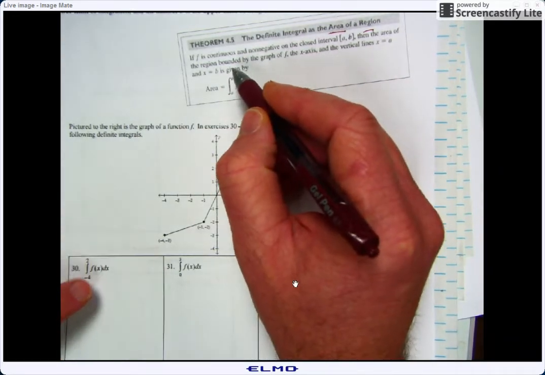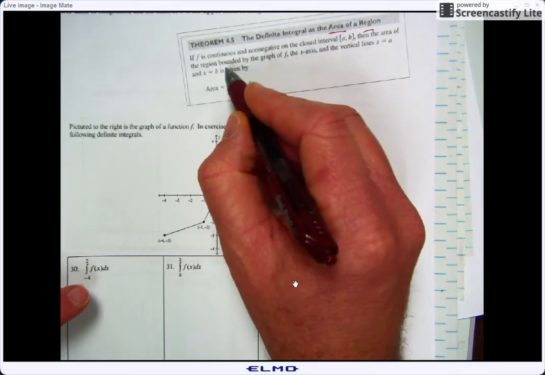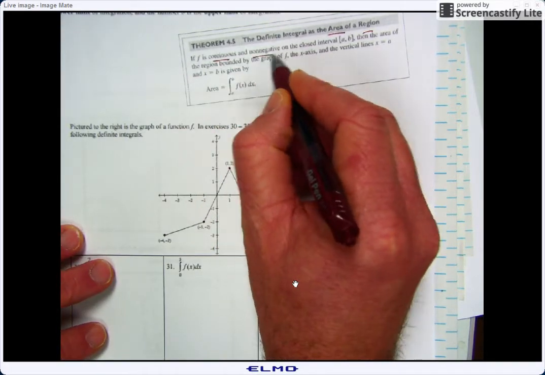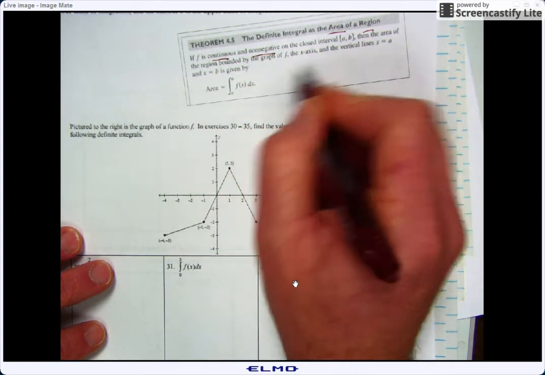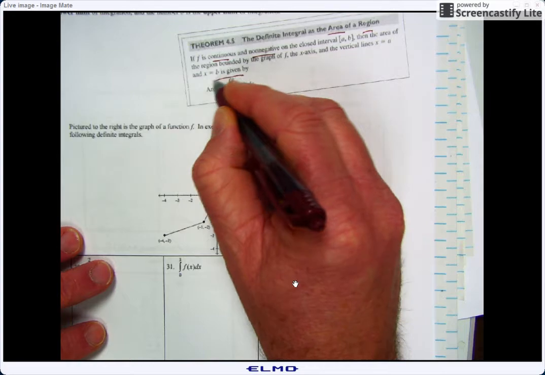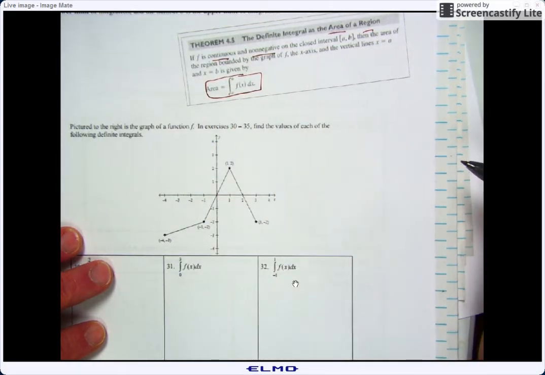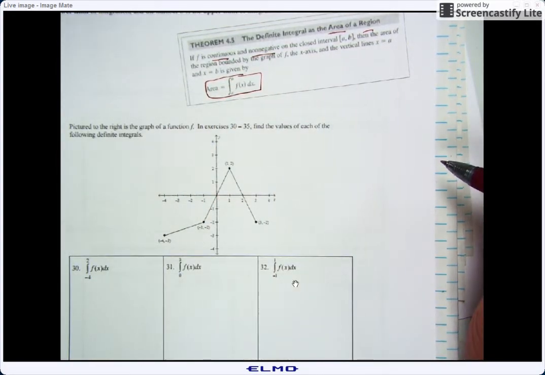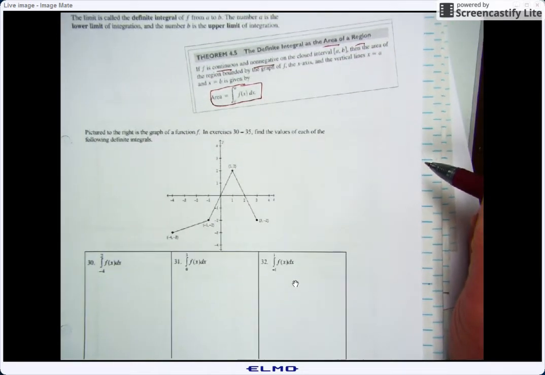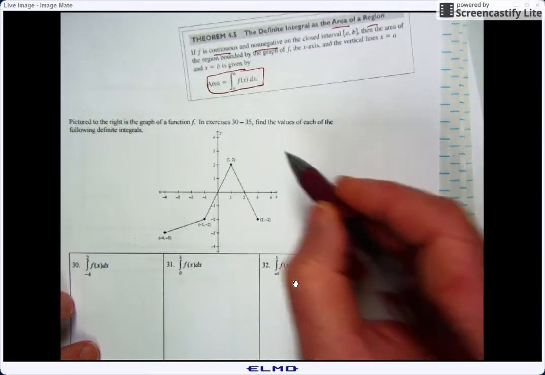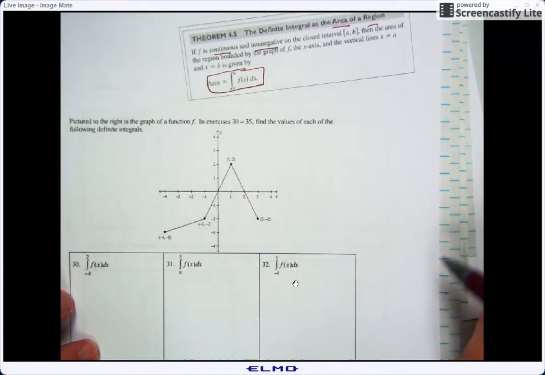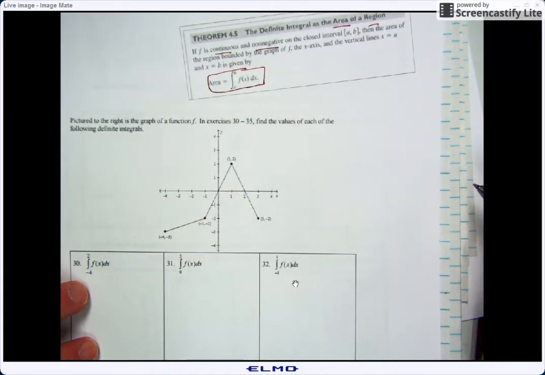understanding the definite integral. If it's continuous and non-negative, then the area is bound by the graph of f, the x-axis and the vertical axis. So we have to be above the x-axis on a region that's continuous, and we can find the area. We have this picture here of a function, and we're supposed to find the value of each of the following definite integrals.